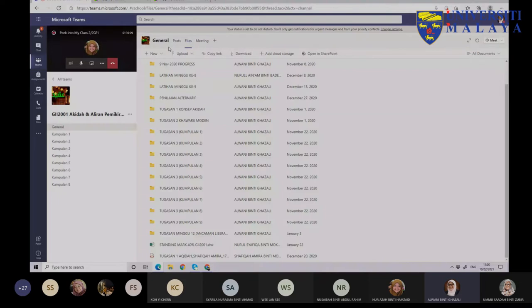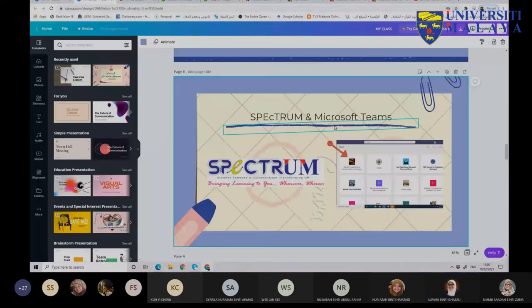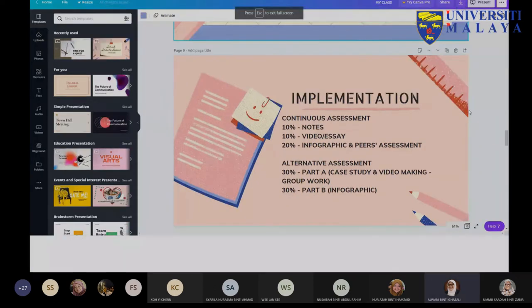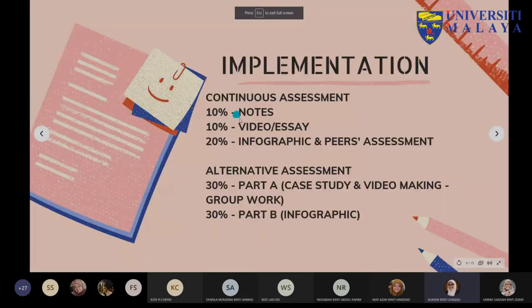Let's go back to my presentation. So this is the implementation. I decided to see their notes, and they were given 10 marks for that. It's a bit funny actually. Simple notes, but that was given marks.